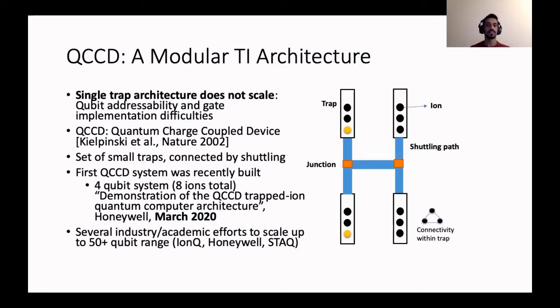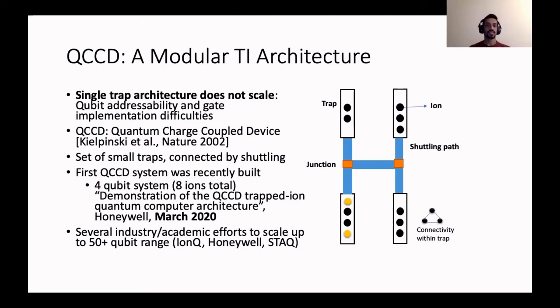These difficulties with the single trap architecture were recognized very early on. In fact, in 2002, there was a proposal called QCCD to help scale up trapped ion technology. What QCCD does is to separate out the ions into a set of small traps, and these traps are interconnected by something called shuttling. What shuttling means is that when I want to run a gate between two ions which are in two different traps, I can physically move the ion from one trap to the other and then perform the gate.